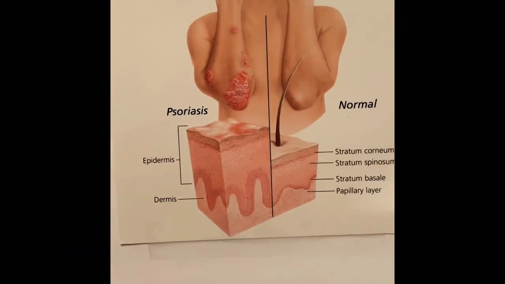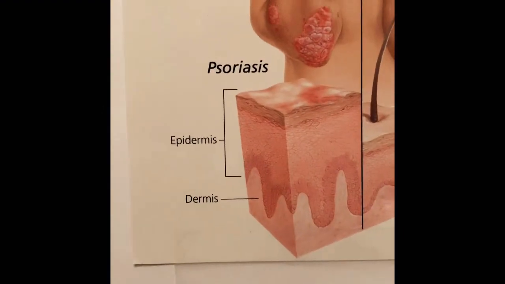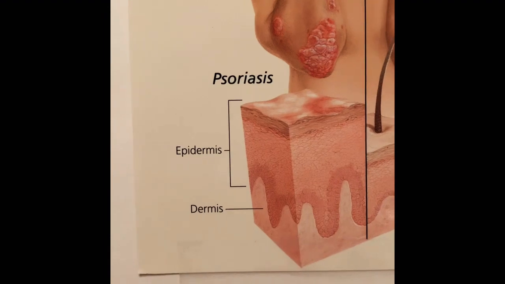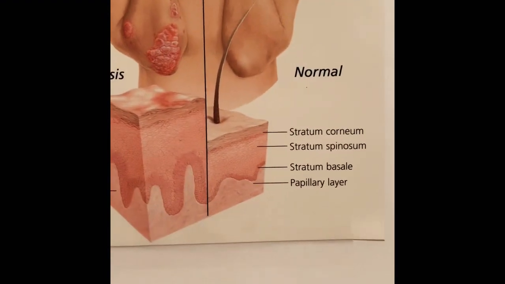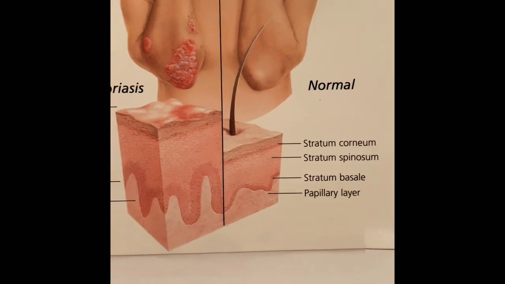Here you can see the difference of psoriasis versus normal skin cells. There you can see the epidermis and the dermis. And here you can see the stratum corneum, spinosum, basale, and papillary layer. Next, I'm going to talk about pressure ulcers.